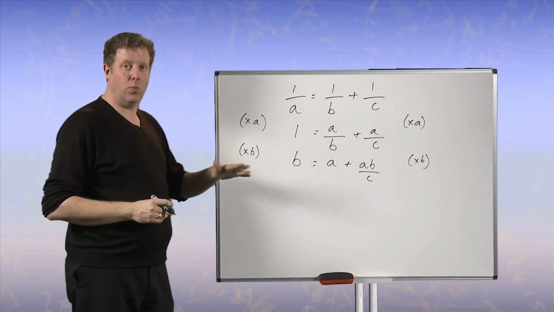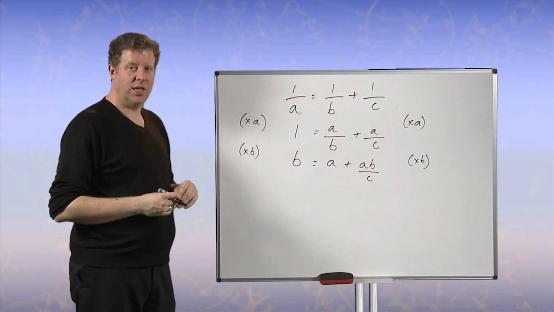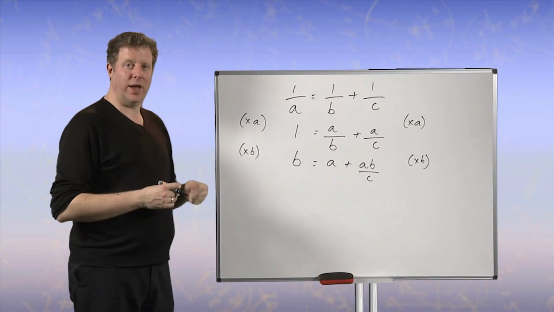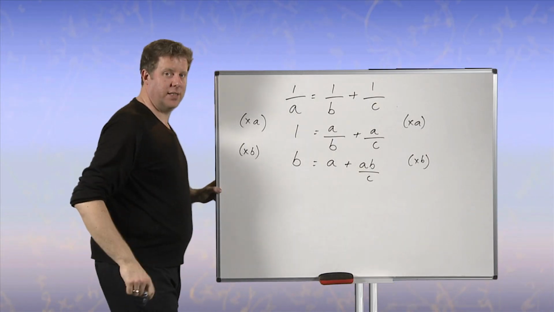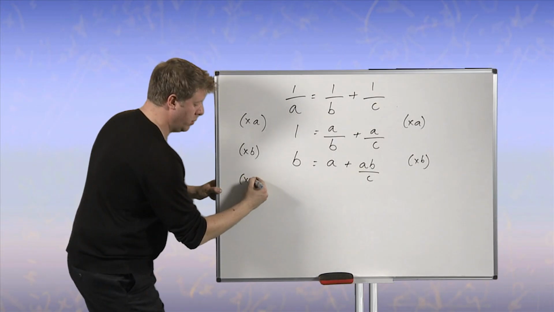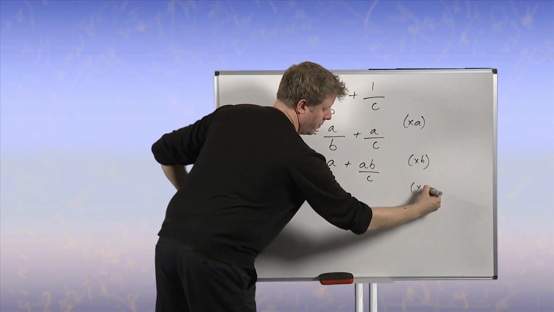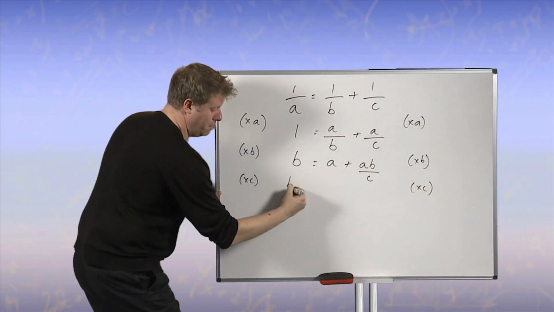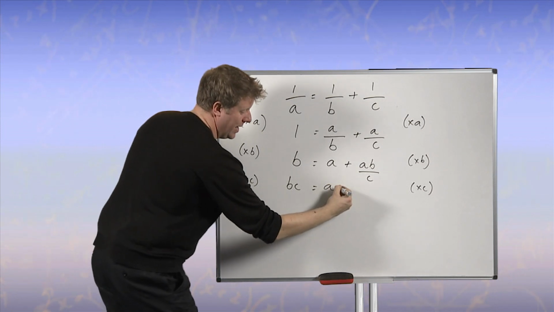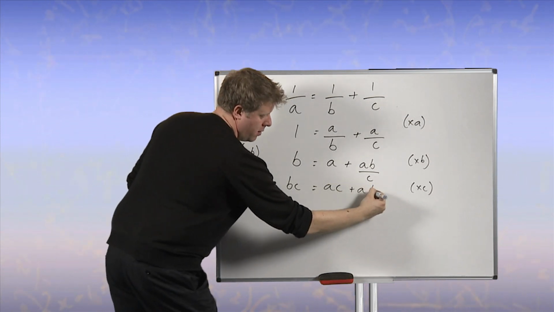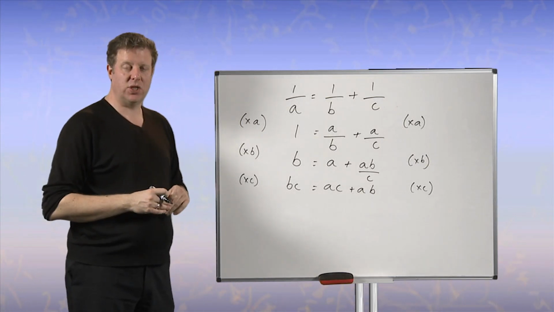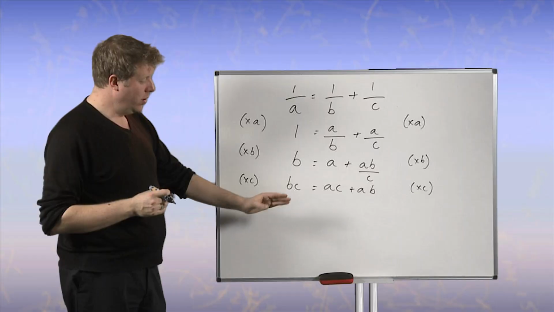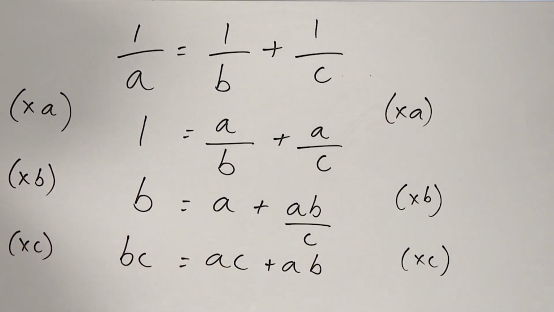So you can see bit by bit we're getting rid of those denominators on the fractions, and then once we've got rid of them we can rearrange and make A the subject. So last thing we're going to do then, to get rid of this C on the denominator here, multiply by C. That will give me BC equals AC plus AB. So I've now got rid of all the denominators, so no more fractions, and I can now see my 2 terms that contain the A, and I'm going to use that now to help rearrange the subject.